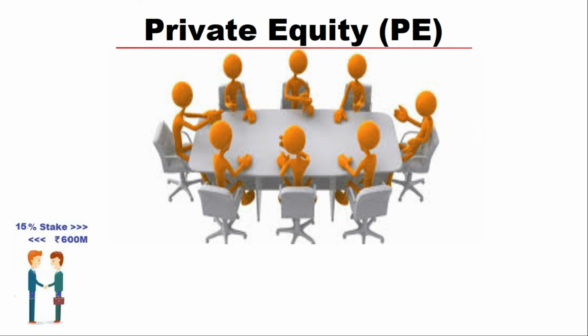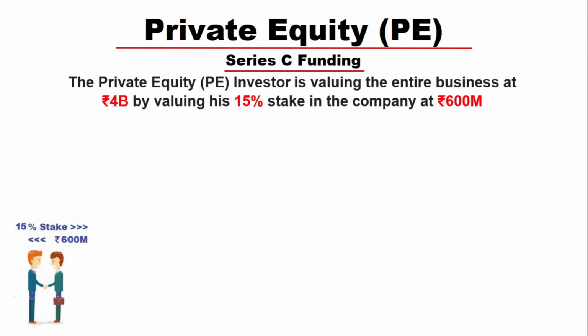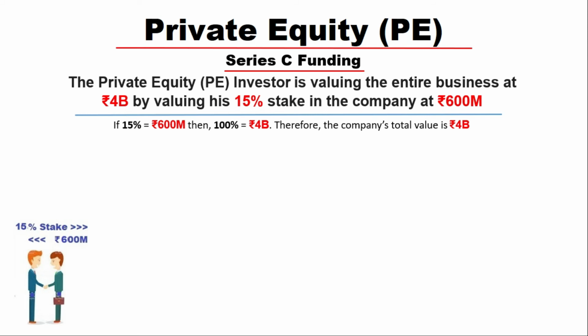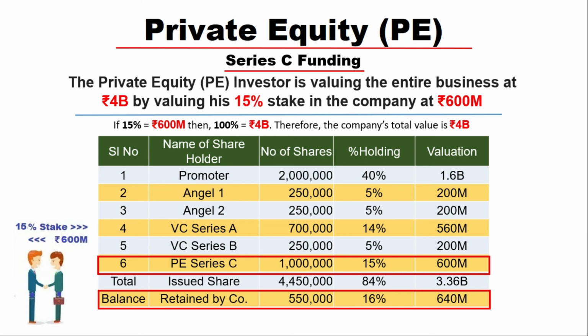Assuming they pick up 15% of stake for a consideration of 600 million, they are now valuing the company at 4 billion. If 15% is equal to 600 million, then 100% should equal 4 billion. Therefore, the company's total value is 4 billion now. Now the shareholding and valuation look something like this. The company has retained 16% stake which has not been allotted to any shareholder. This portion is valued at 640 million.